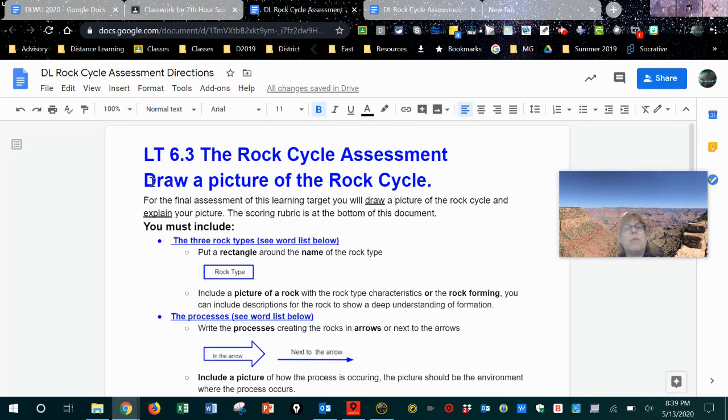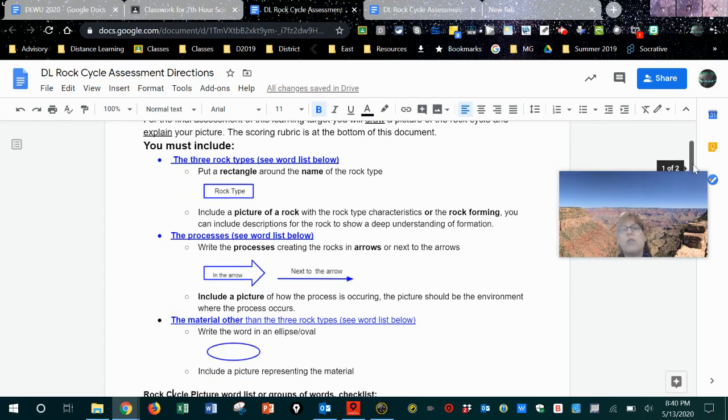So your job, what you need to do is draw a picture of the rock cycle. And it says for the final assessment, this learning target will be to draw a picture of the rock cycle and explain your picture. The scoring rubric is at the bottom of this document. I also have it in a separate place. So there's 3 things you need to make sure you have. One is the 3 rock types, see word list below, and you're going to put that rock type in a rectangle. So whatever the rock type name is, you write that inside the rectangle, and you should have at least 3 of those on your drawing.